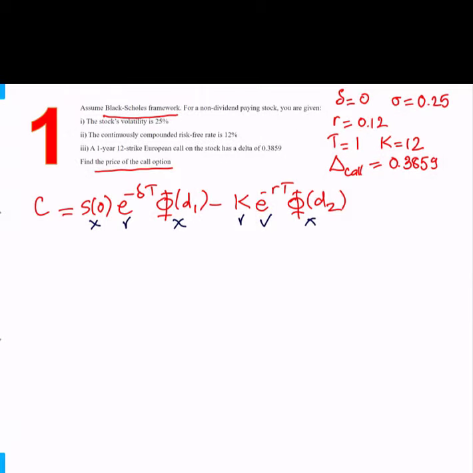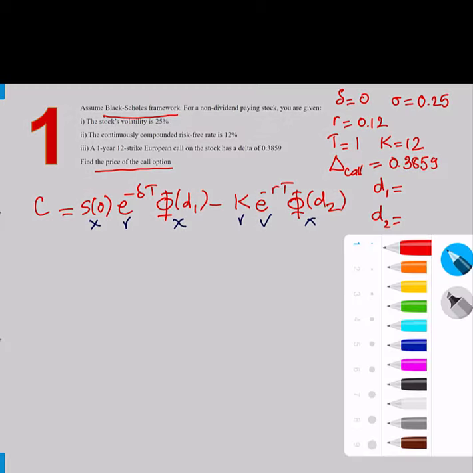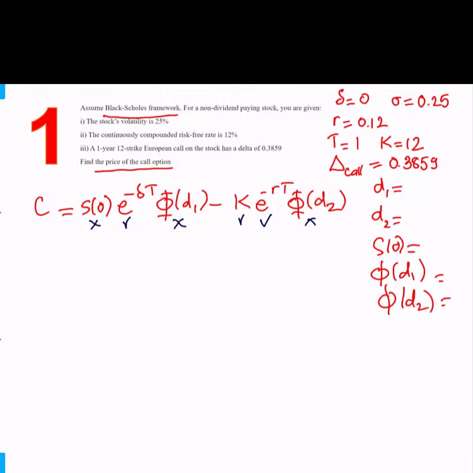So let me use a different color here. We need to find d1, d2, S0, Phi of d1, and Phi of d2. We need to find this information. All right, now let's see which one is easier to find.